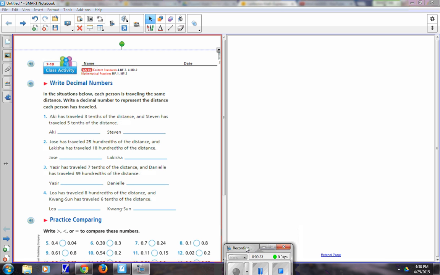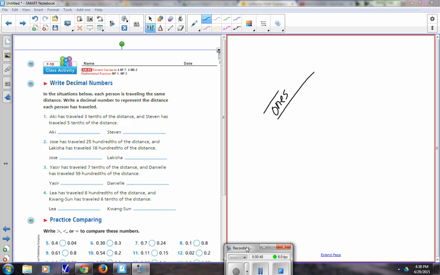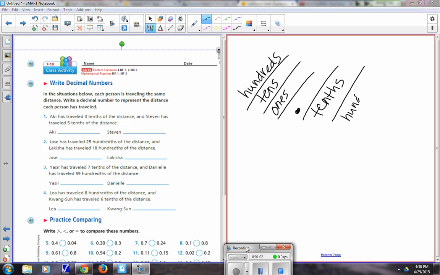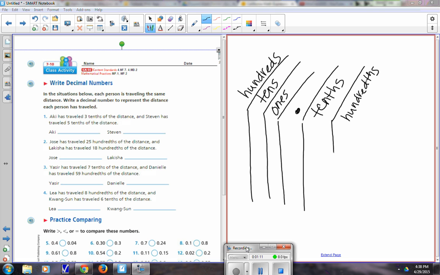So in these situations that we have here on page 279, we're going to write it representing the distance. And what I want to do is make a little visual for you first. I have ones, and you've seen this visual before, so I know it's not new. This one is what? Tenths. This one's hundredths. So this should help you in visually writing your numbers.